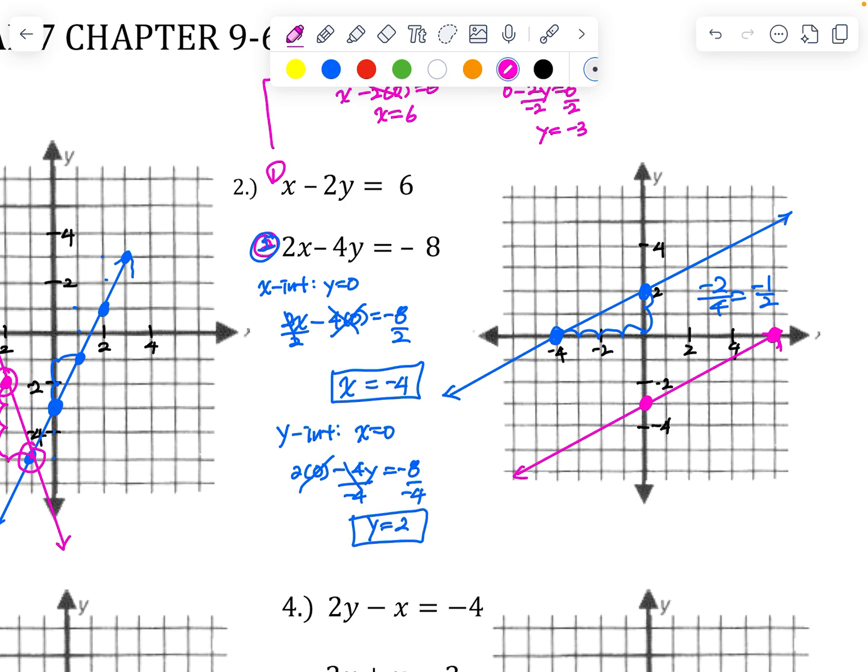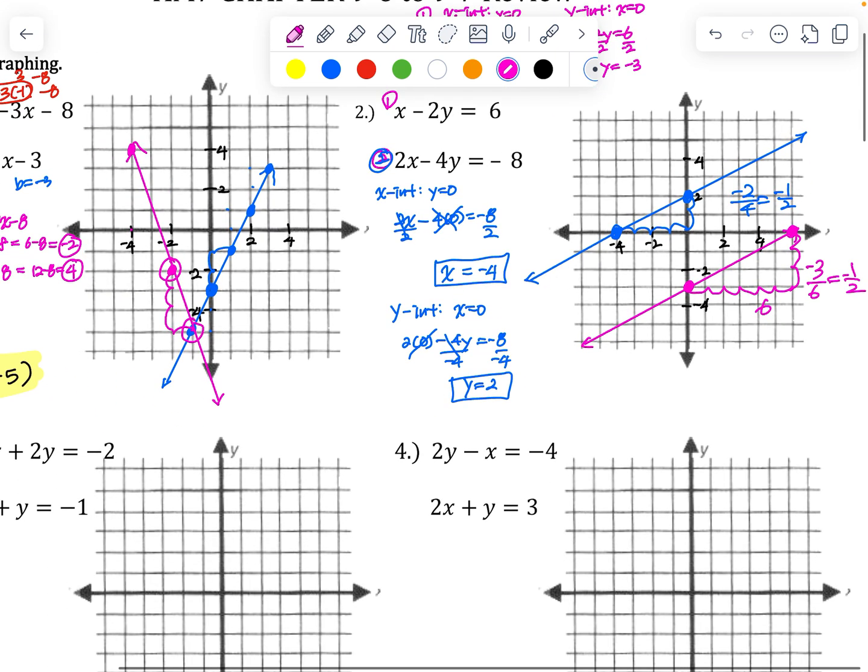from there to there, 1, 2, 3, negative, oopsie daisy. Let me do this again. Negative 3 down, then over 1, 2, 3, 4, 5, 6, positive 6. So it does simplify to negative 1/2. So this is no solution because the lines are parallel. No solution. Okay, so that's the answer for that.